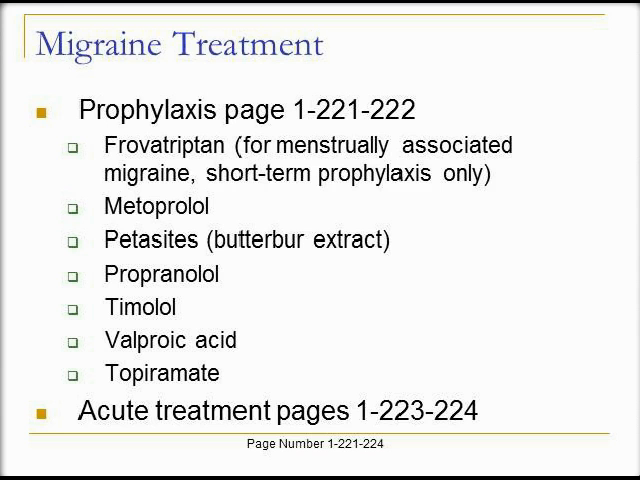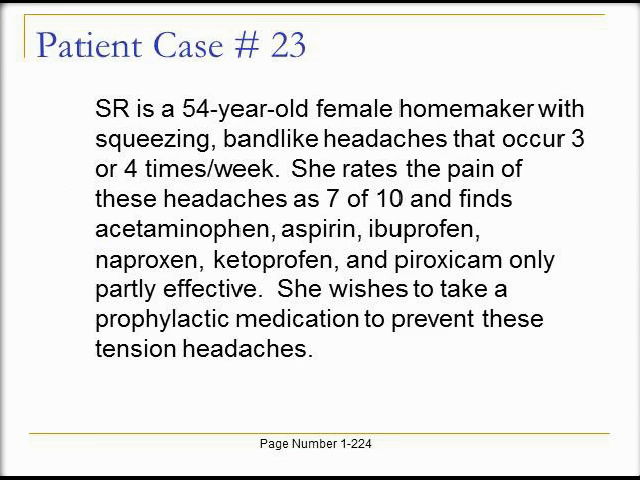This is a new one in the newest guidelines, Petasites? It's Butterbur. Okay, so that is a natural product that actually has undergone some clinical trials and shown efficacy for prophylaxis. Timolol, another beta blocker, valproic acid, and then topiramate are generally first-line agents. And then there's a table in your book on acute treatments as well.